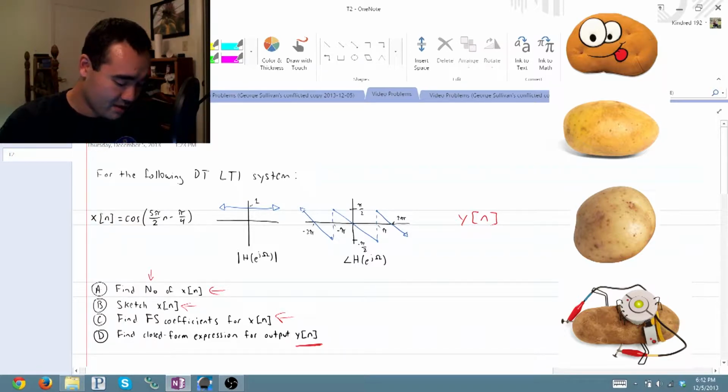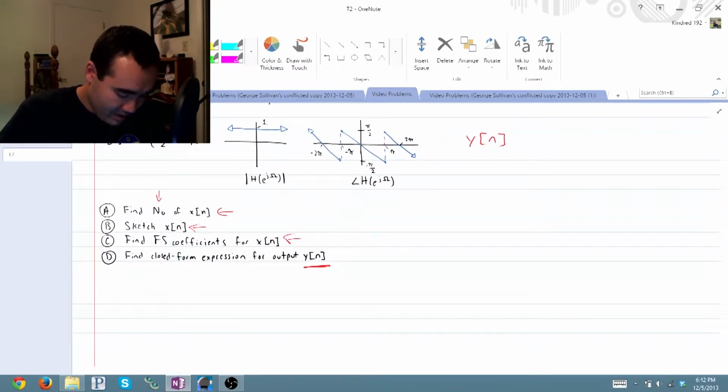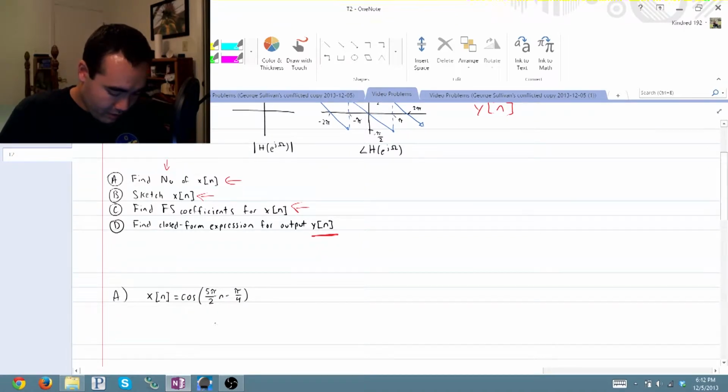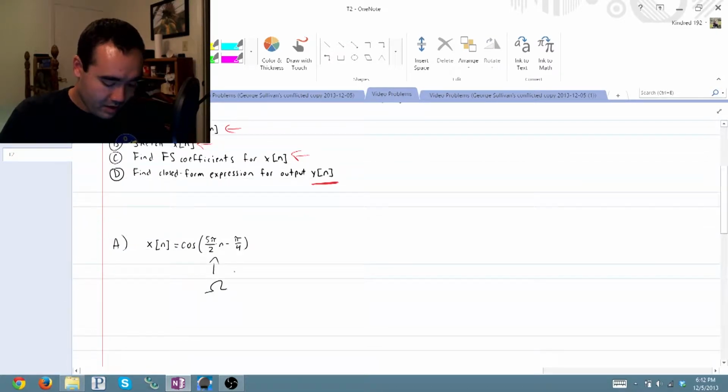All right. So we'll start with part A. So we're trying to find n naught. Let's go ahead and copy this. So we know that this right here is our frequency. It's not our fundamental frequency. It's just a frequency of the function.